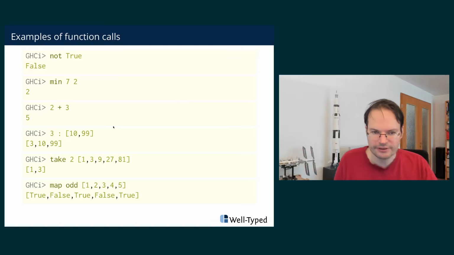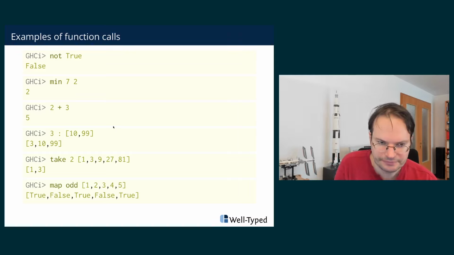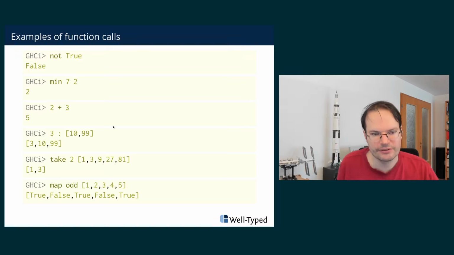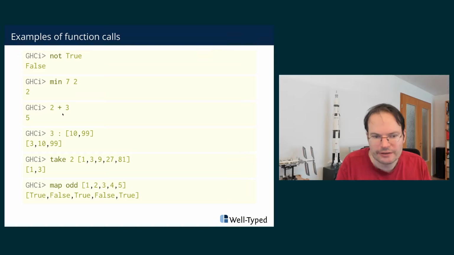The only difference is syntactic, in the sense that an alphanumeric function such as min or not is typically written in prefix position. So you write the function and then its arguments afterwards separated by spaces, whereas an operator is typically written infix between its 2 arguments.